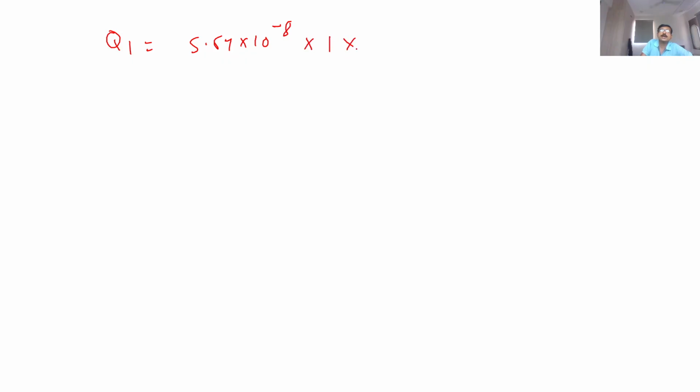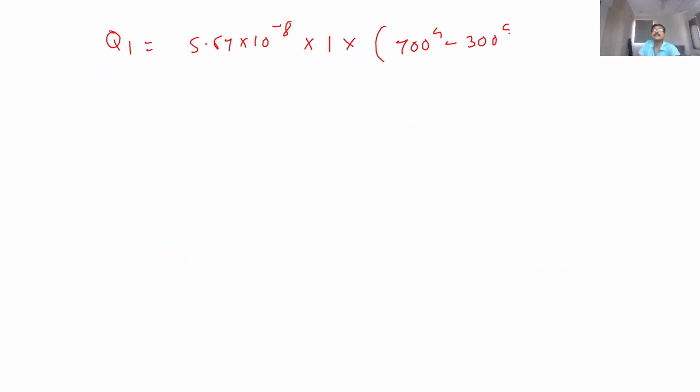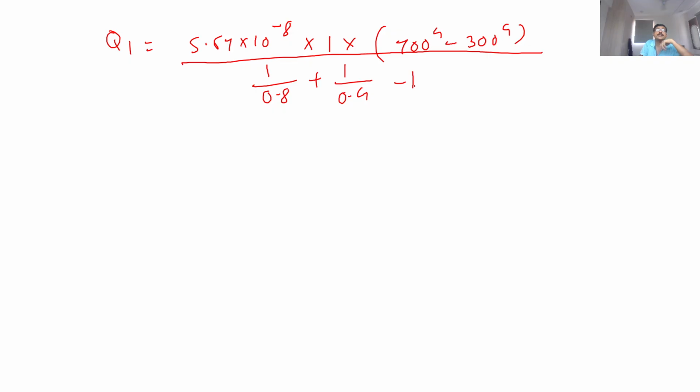Area is not given, so 1. T1 raised to 4. What is T1? 700 raised to 4 minus T2 is 300 raised to 4, divided by 1 by epsilon 1, which is 0.8, plus 1 by epsilon 2, which is 0.4, minus 1. If I get the answer of this, Q1 is equal to, Q1 means it is actually Q1 to 2, but why is it called Q1? Without shield.